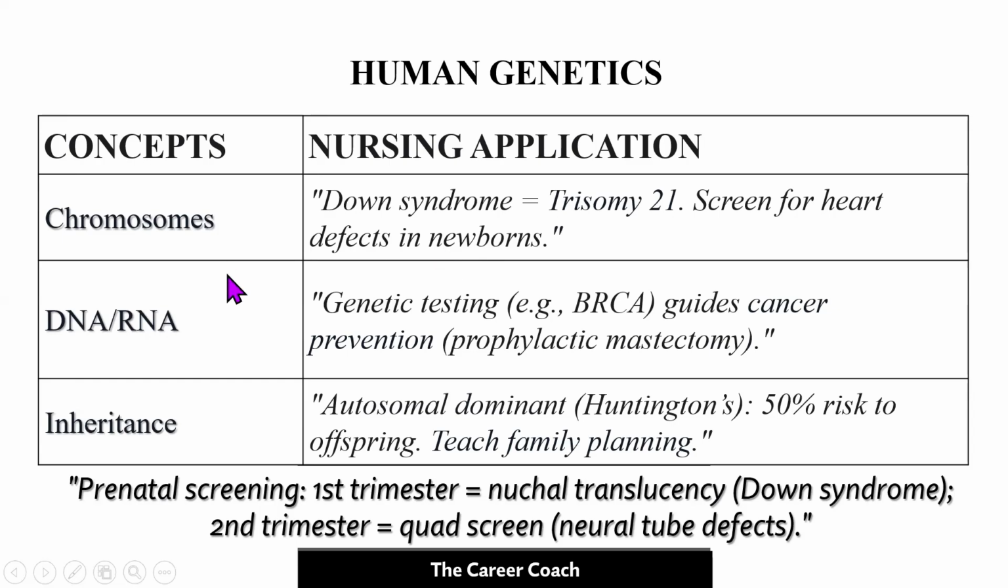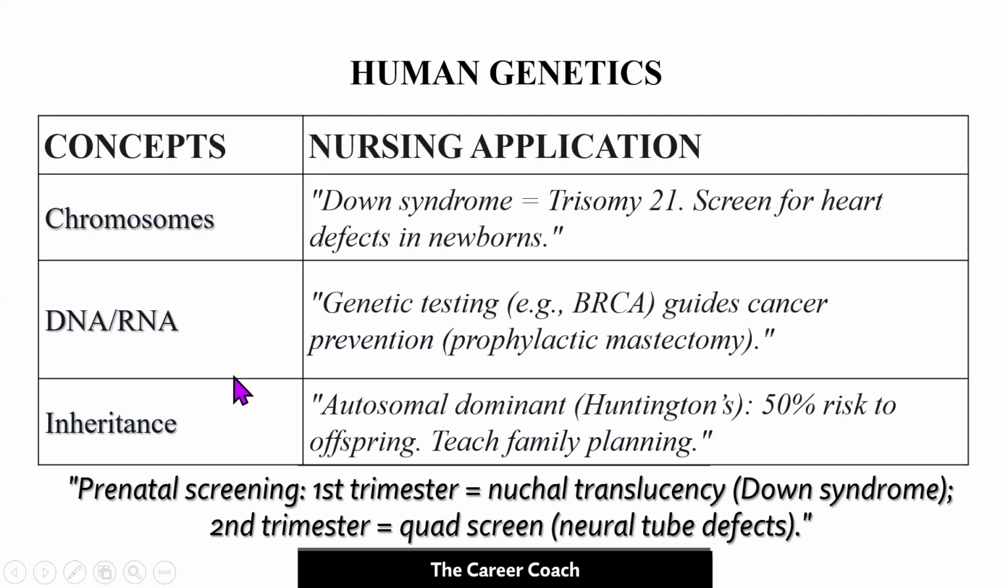Another concept with regards to genetics is DNA and RNA. Where do DNA and RNA apply to nurses with regards to human genetics? It is applied in genetic testing. An example is the breast cancer gene. It will help to guide cancer prevention, such as prophylactic mastectomy.